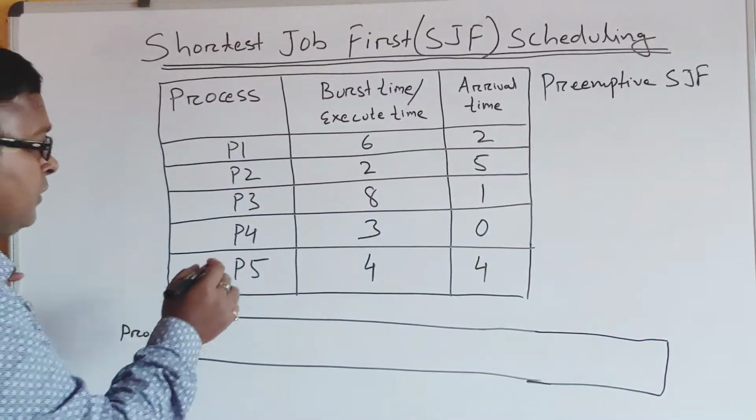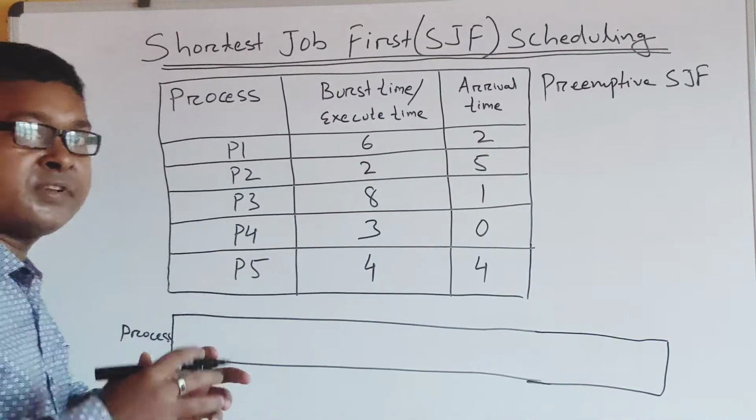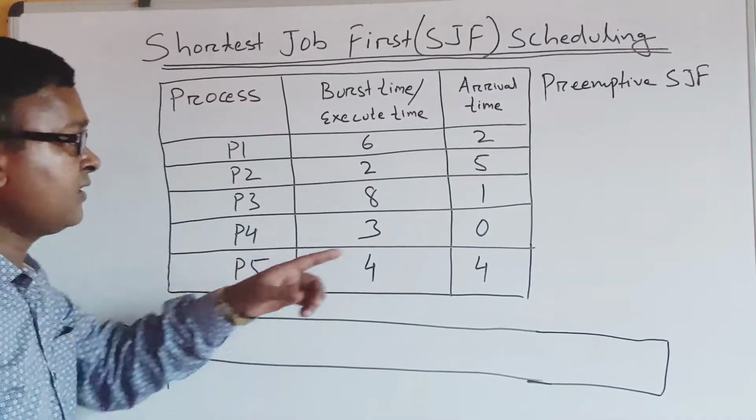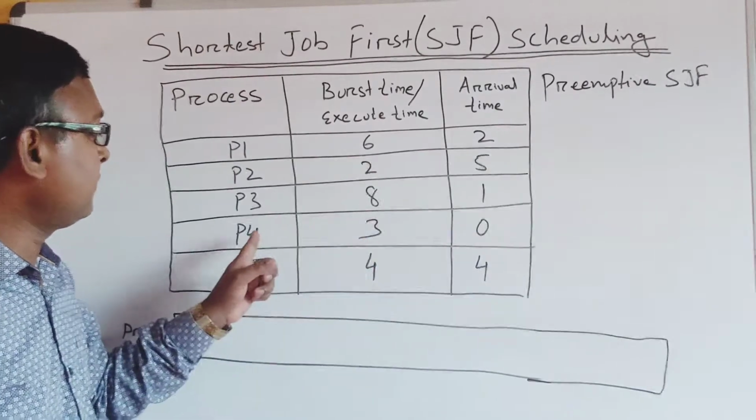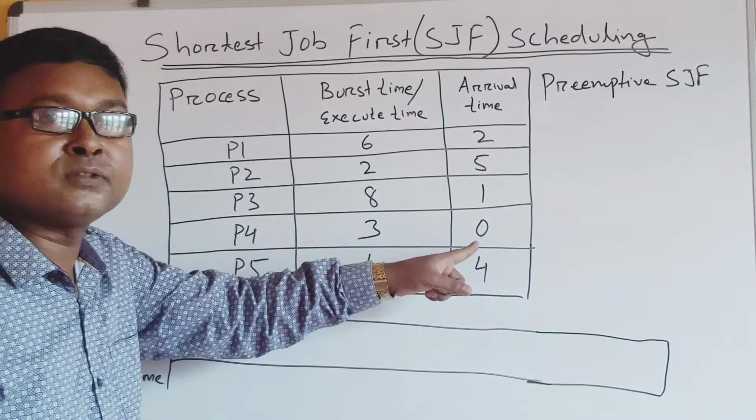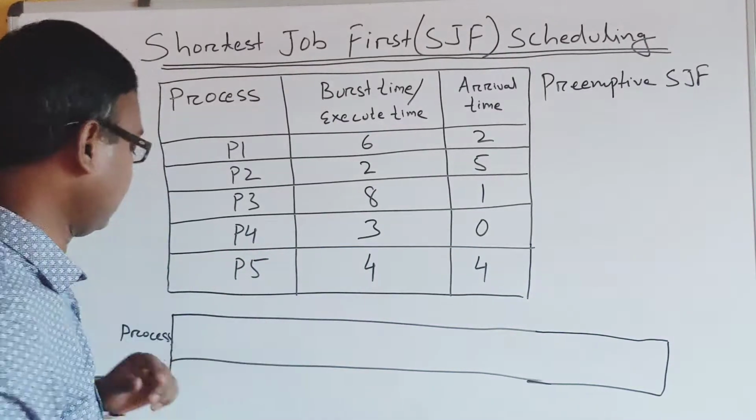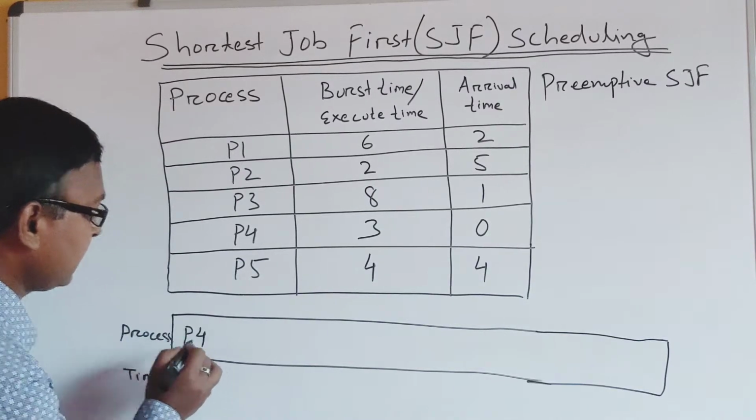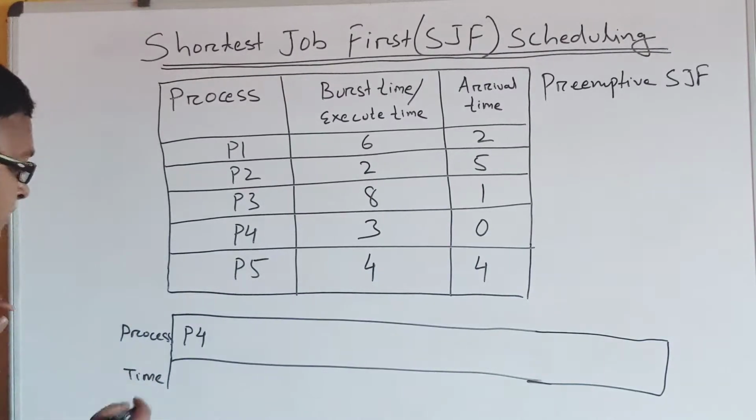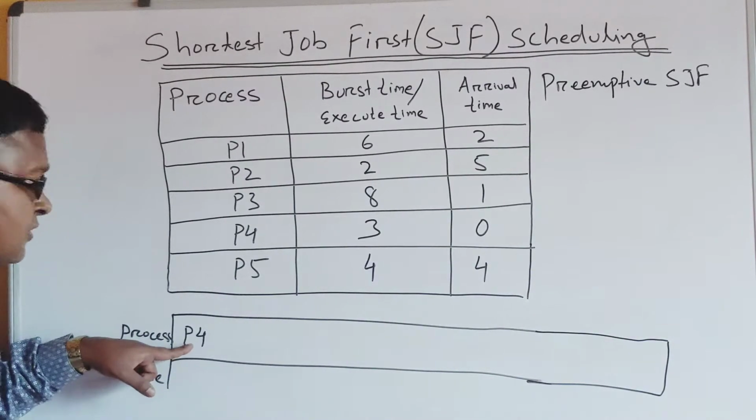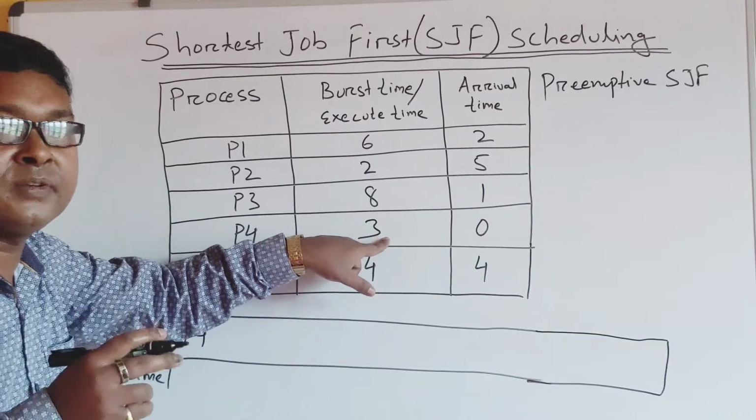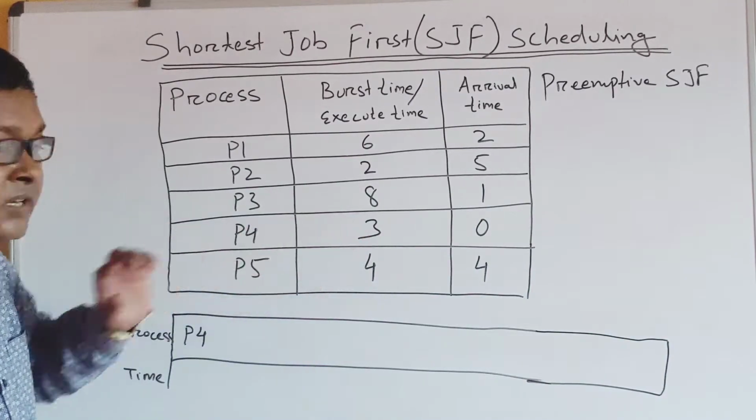Right now, which process first acquires the processor? The process P4, because it is the first process; its arrival time is the 0th time. In the starting, process P4 enters the processor and starts executing. What is the total execution time of process P4? It is 3 units of time, or you can say 3 nanoseconds.